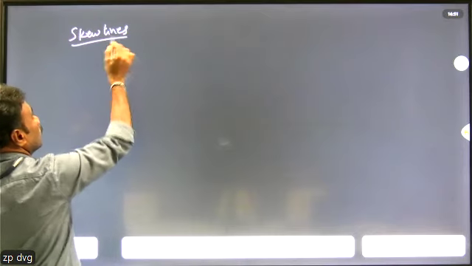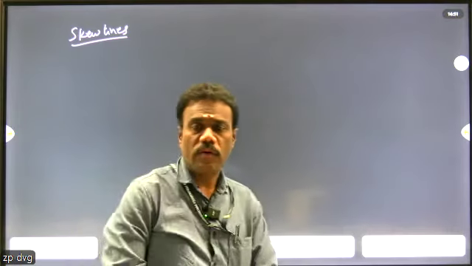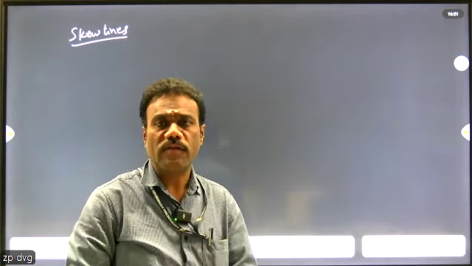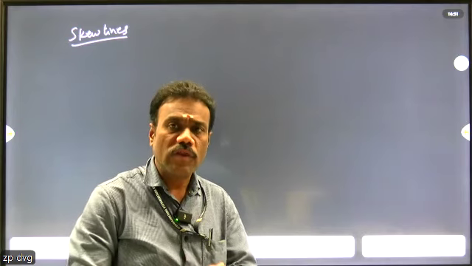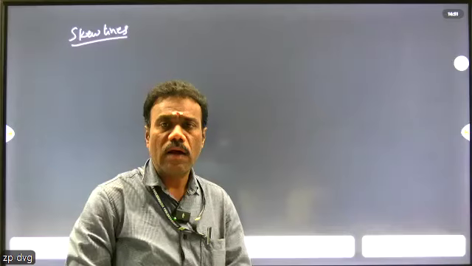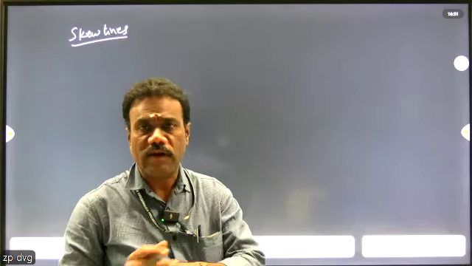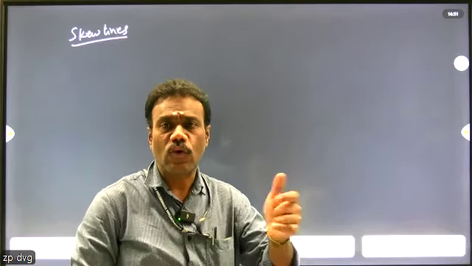Next, we will discuss the skew lines. So, what are skew lines? Two lines which are non-parallel, which are not parallel. If you take any two lines in space which are not parallel and not intersecting, two lines which are non-parallel, non-intersecting lines are called skew lines.